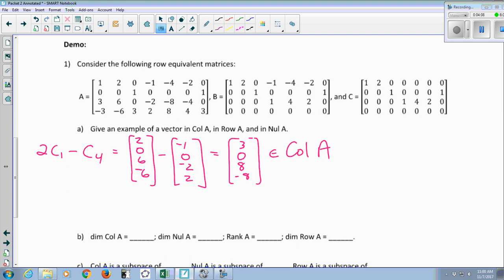The row space of A, that's defined as the set of all linear combinations of the rows in A. I'm going to run out of space. Might get a new page here.